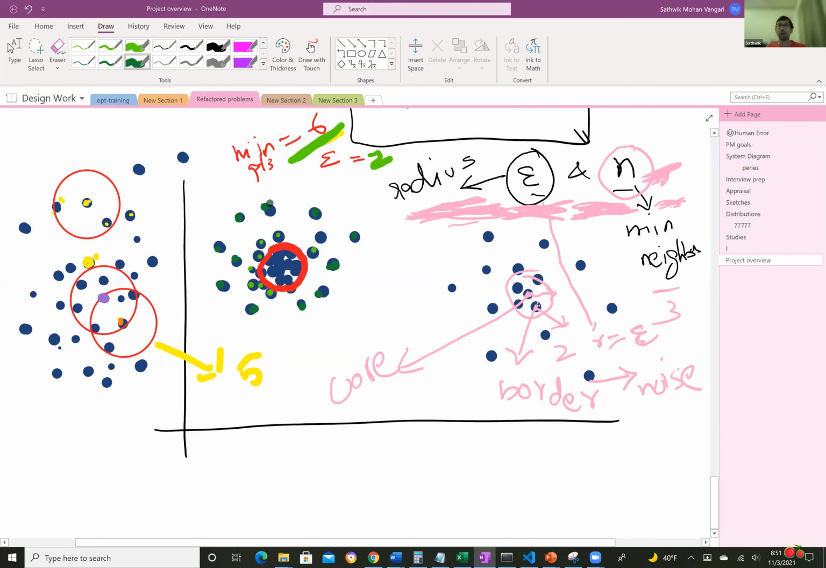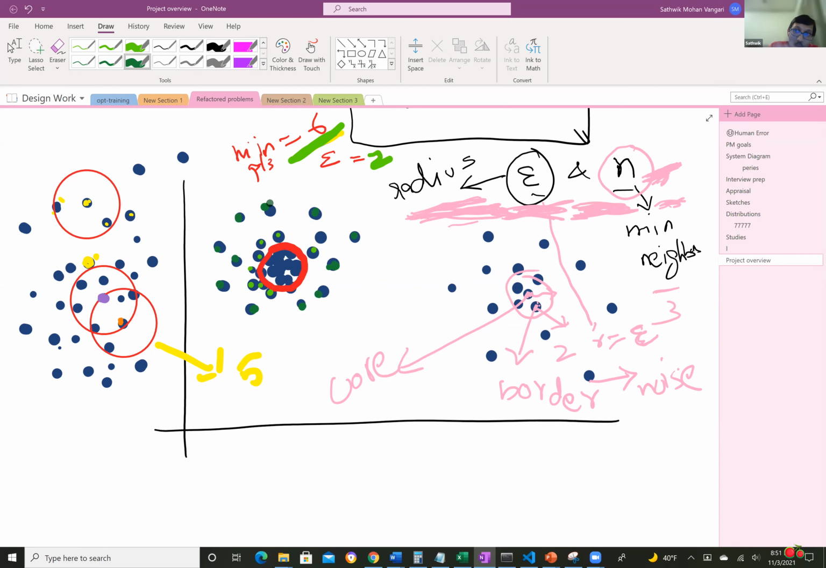Now you see these points, right? They're too far away from the real density. That's what you call noise. Makes sense? And that's what you're trying to achieve by drawing these circles.